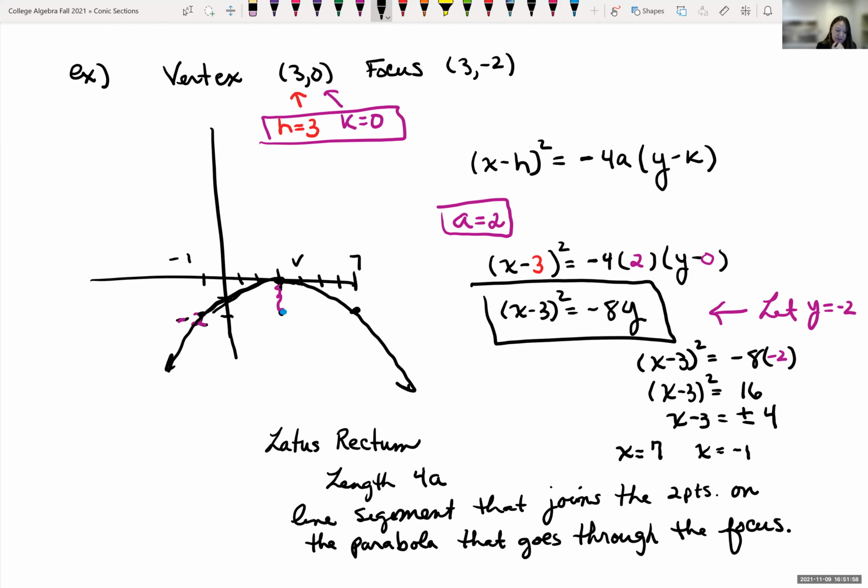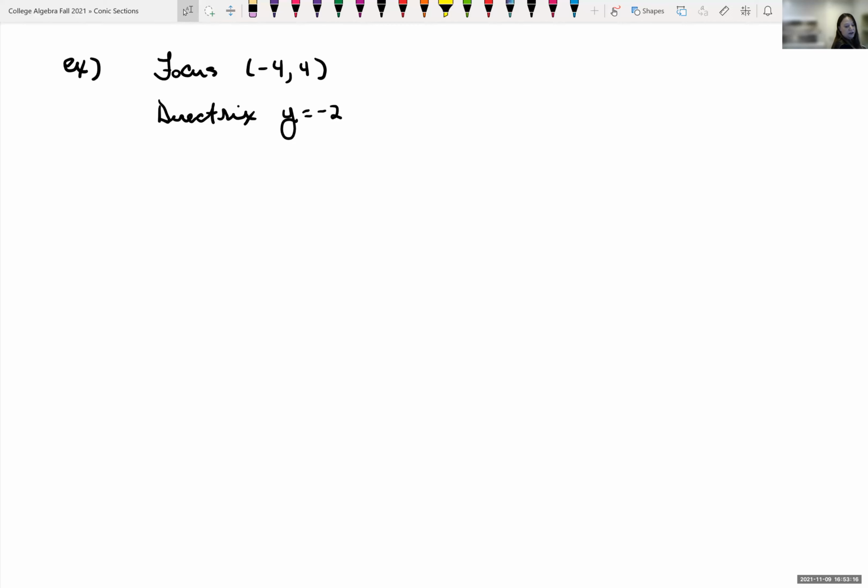And I could get a little better with finding out what my y-intercept is by letting x equal 0. Okay, so we have a focus of (-4, 4), and we have a directrix at y equals -2. And it asks us to find the equation of the parabola described, find the 2 points that define the latus rectum, and graph the equation.